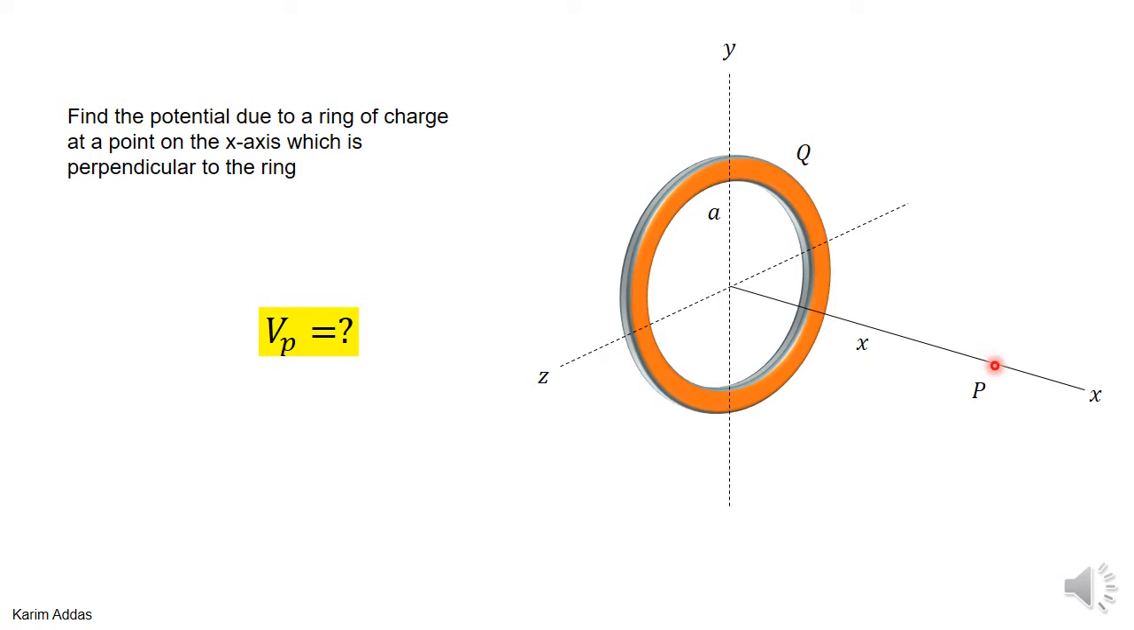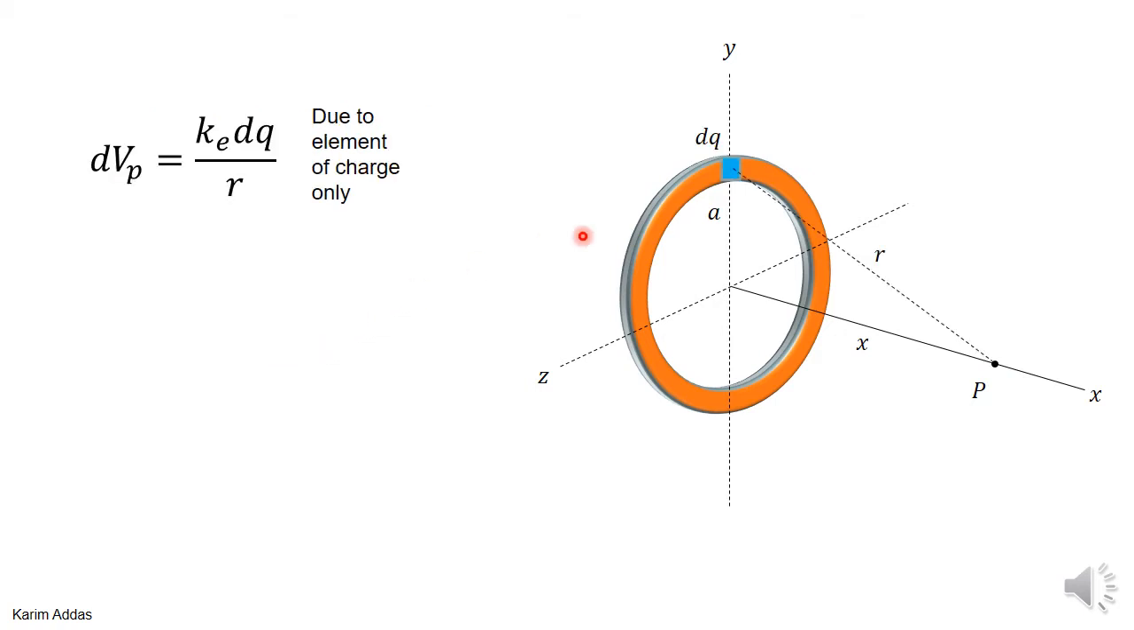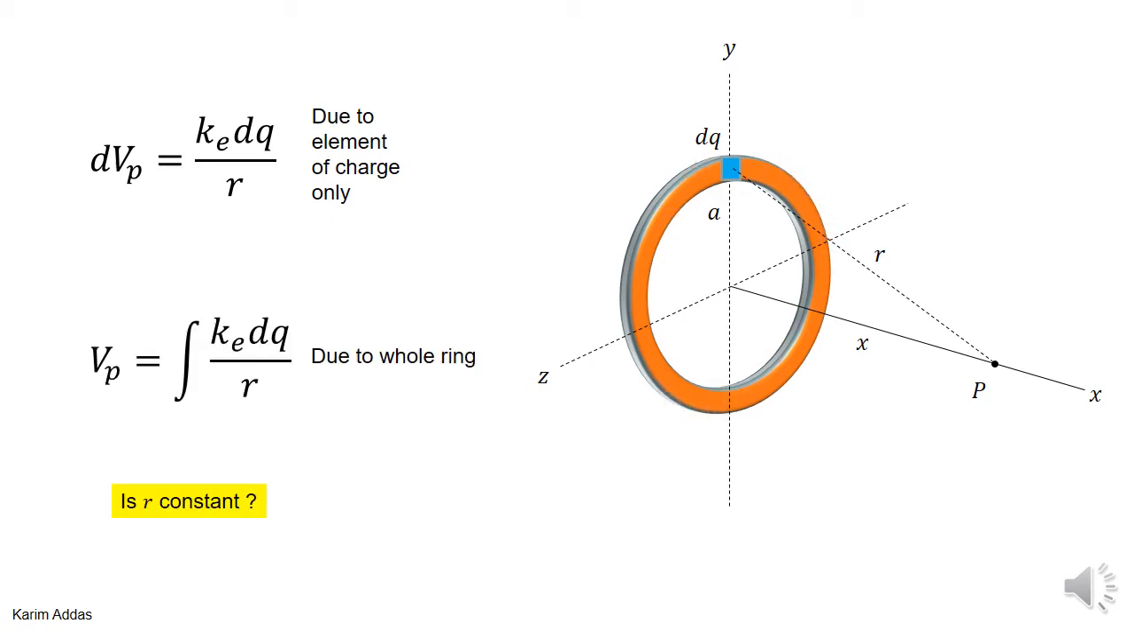So the first step is to get the potential. First, what is the potential at point P? Well, if we take a small element of charge dq, the potential due to this element of charge dq at point P is Ke dq over r. It's as if it's a point charge. Now, if you want the potential due to the whole ring, what would you do? You would integrate over the whole ring. So we integrate Ke dq over r for the whole ring.